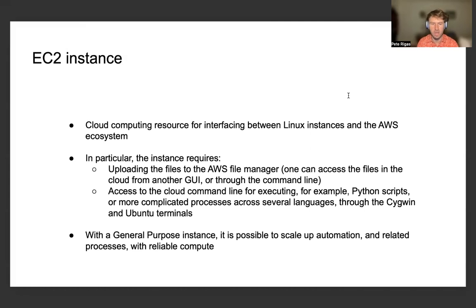And then embedded within the sidejoin terminal is an Ubuntu terminal that allows us to further perform any other code related and processing tasks for the type of algorithm and data that we're interested in looking at. And in particular, also with a general purpose instance, it's possible to scale up automation and related processes with reliable compute. So this is why the EC2 instance can be useful for a variety of different algorithms.